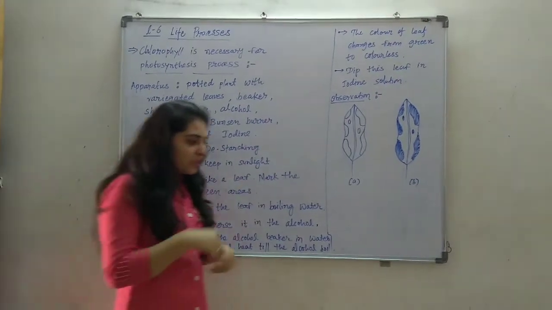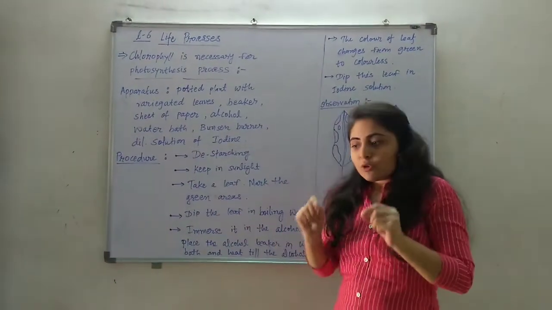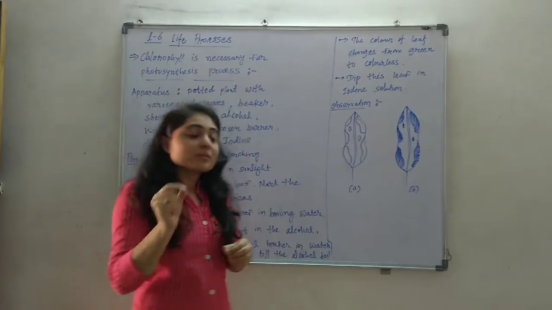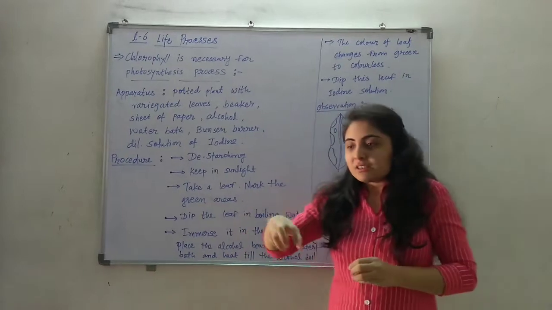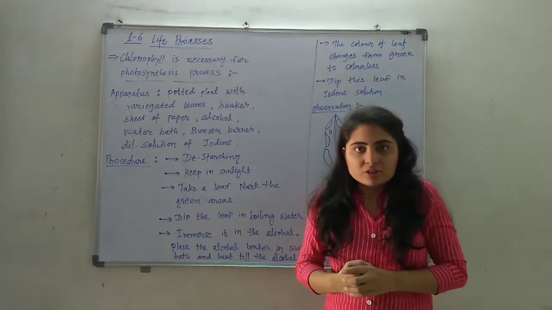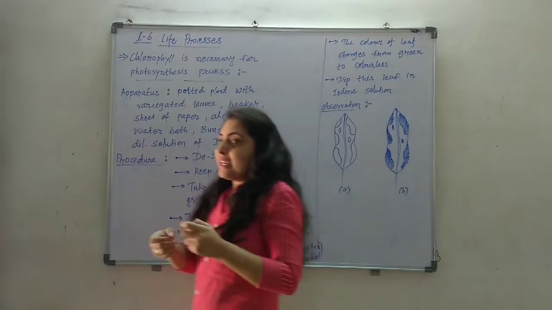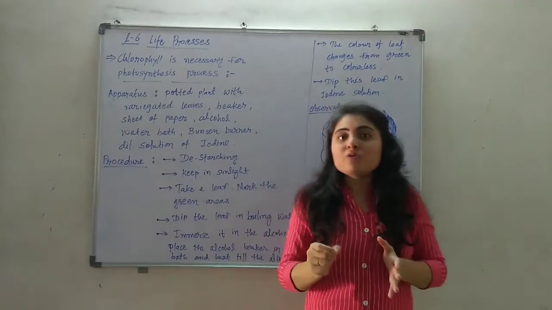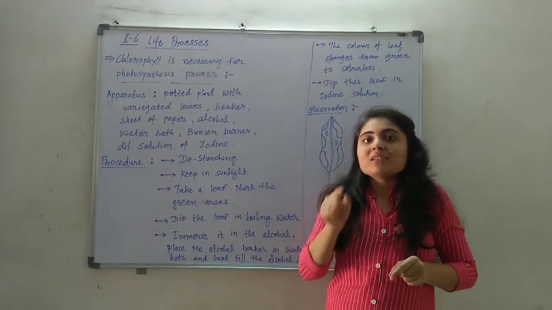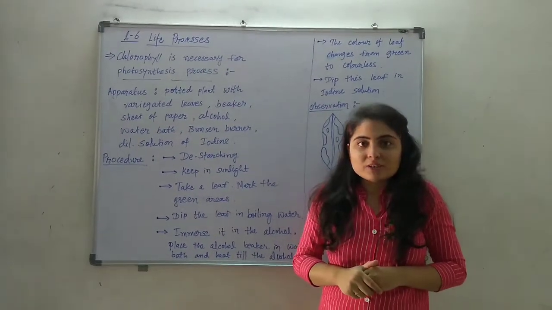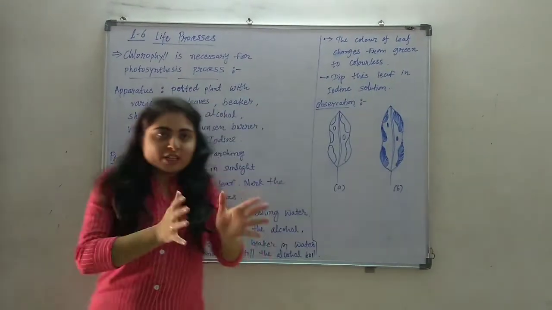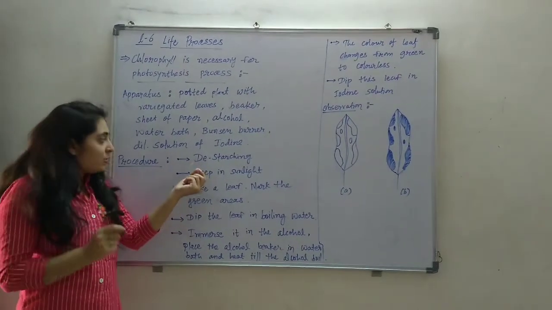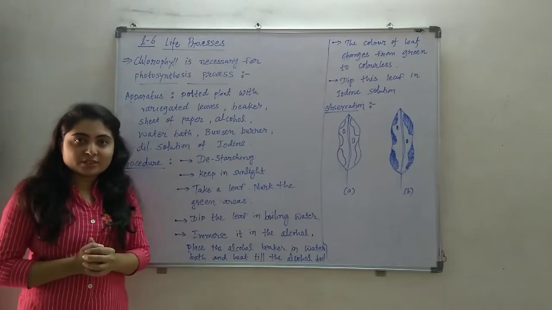Now let us see the procedure. If chlorophyll is not present in the leaves, the photosynthesis process will not occur and starch will not be made. Or we can say that only the area of the leaf having chlorophyll, on that area only the photosynthesis process will occur. So we have taken a variegated plant. The first process we are doing is the destarching process.